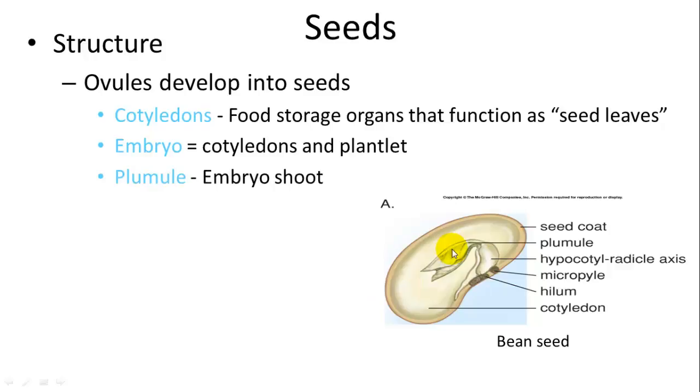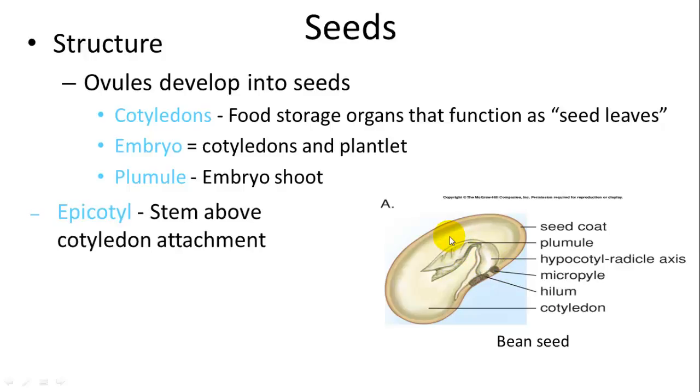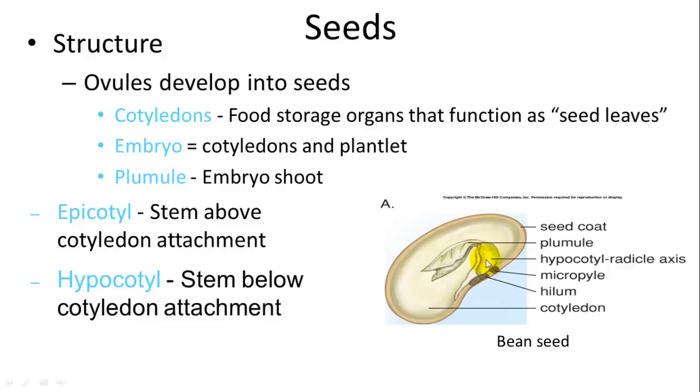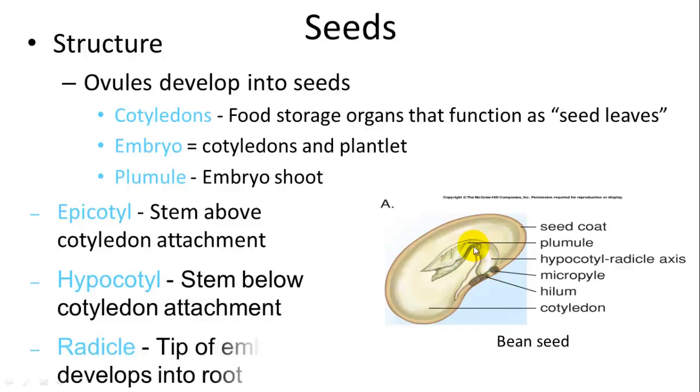Within the embryo, you have the plumule, which is the embryonic shoot. You see the little leaves starting to develop there. And you can have an epicotyl, where the stem is above the cotyledon. You can't see that here, but we'll see that in a second. Or you can have the hypocotyl, which is the part below the cotyledon attachment. You also have the radicle, which forms the root.